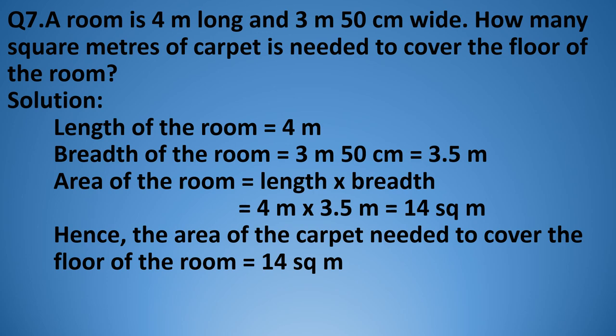Okay. Length of the room is 4 meter. Breadth of the room is 3 meter 50 centimeter, which is equal to 3.5 meter. So area of the room is 14 square meter. Hence the area of the carpet needed to cover the floor is 14 square meter.